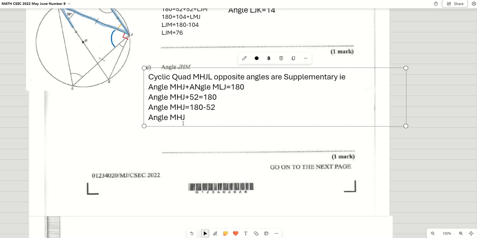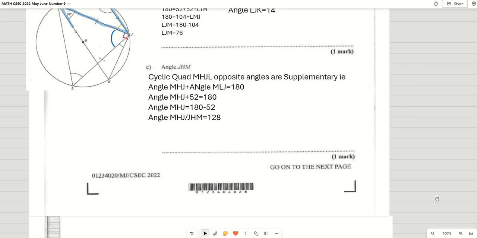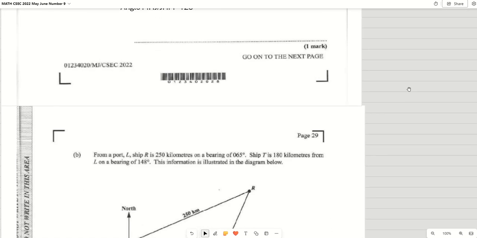So saying MHJ slash JHM is the same thing, okay? So if you see me say it a little bit different, just know that it's the same thing. We're still looking at angle H, right? That is equal to 128. So we know that this angle will be 128. So once you know your rules, you should be good.